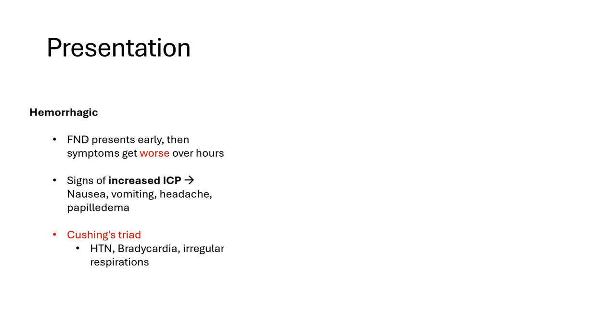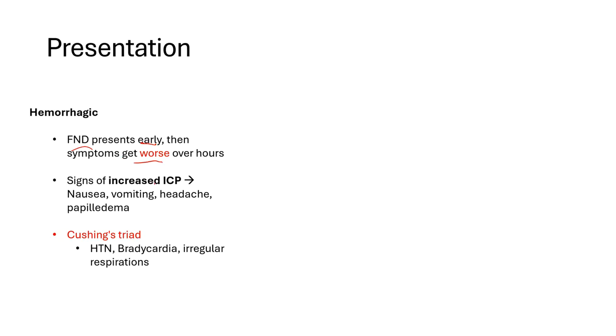Hemorrhagic typically presents as a focal neurologic deficit early on, and then the symptoms actually get worse over minutes to hours. The reason being is because in hemorrhagic stroke, this is a space-occupying mass or lesion. The high-pressure artery causes blood to accumulate and puts pressure on the brain. As this worsens, as this spreads, the symptoms also spread and also worsen. Thus, the symptoms still get worse over time.